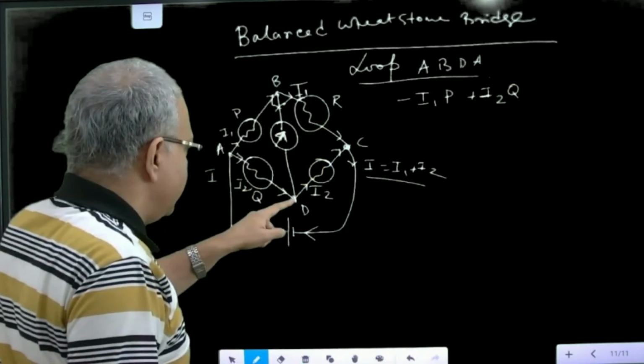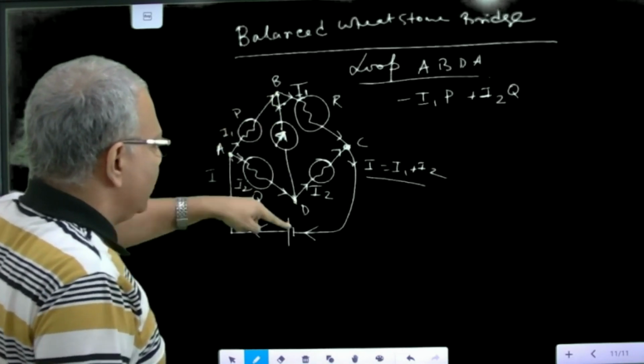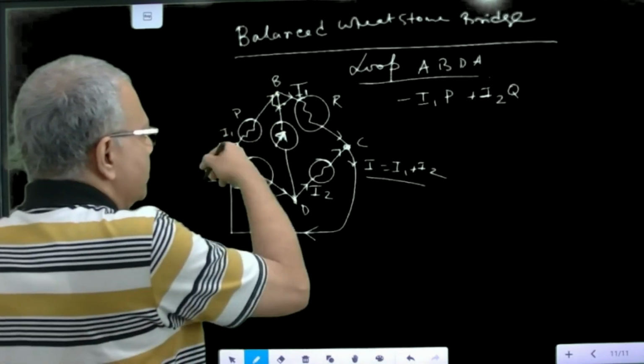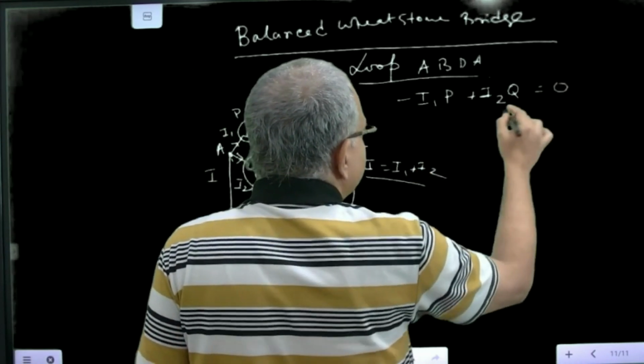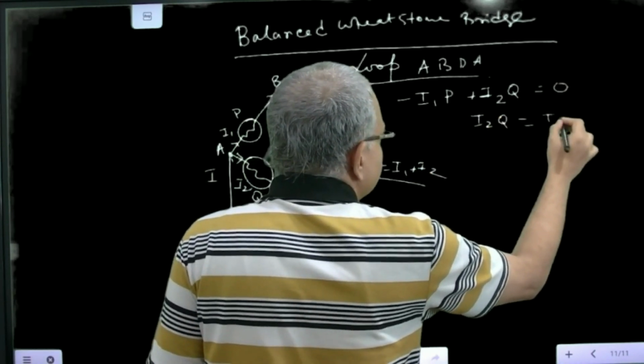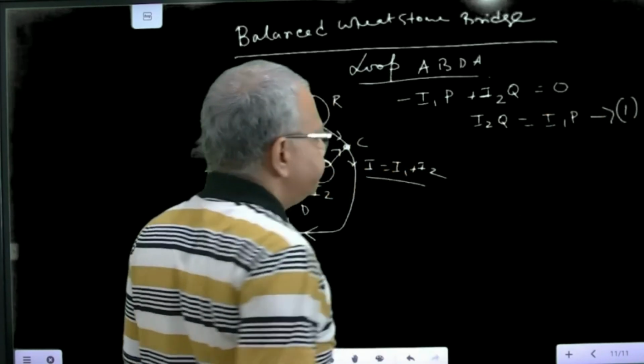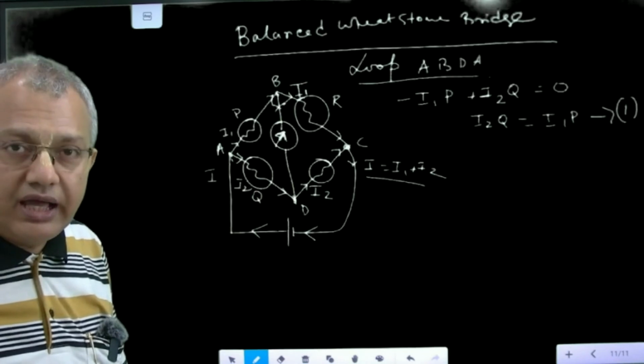So just again from D to A, the total closed path is completed. Therefore, the summation of all the voltage drops is equal to 0. So we can write it this way: I2Q is equal to I1P. Equation 1.